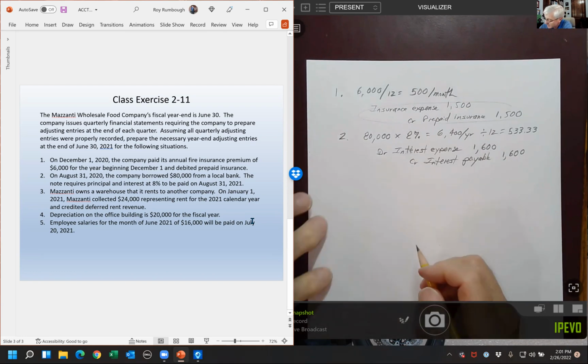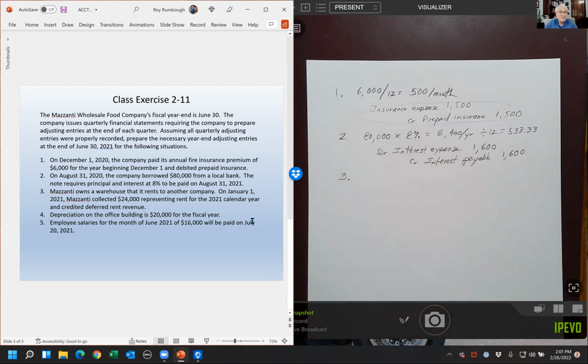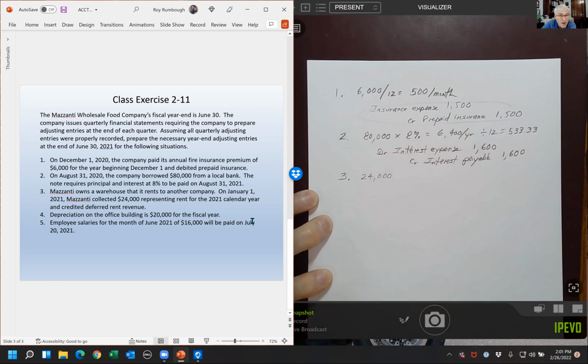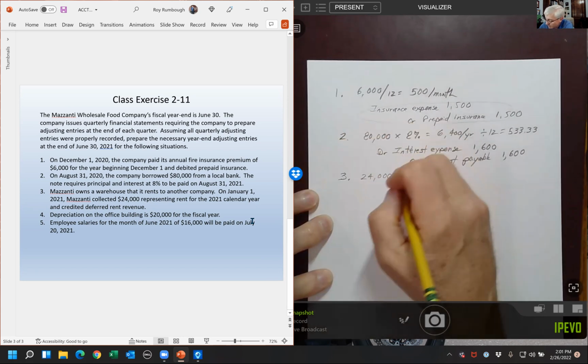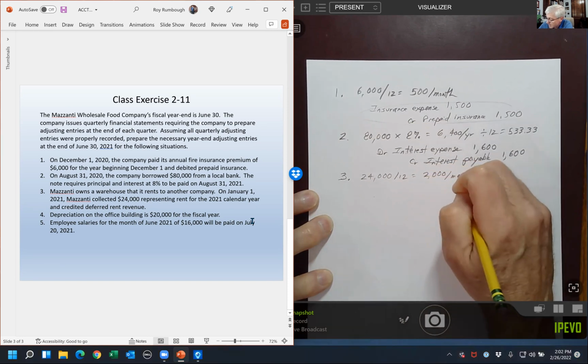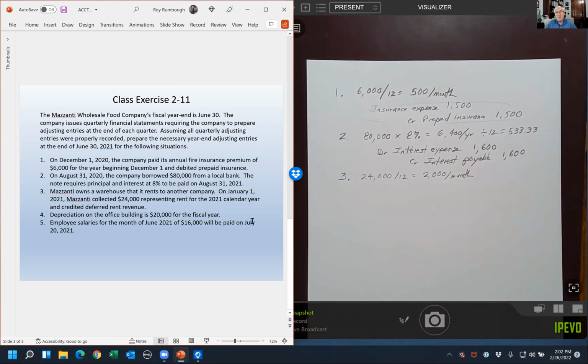All right, number 3. Manzanti owns a warehouse that it rents to another company on January 1. So now this is our company's warehouse, and we're renting it. So we're going to get rental income. And we received $24,000 back on January 1. And it's for the whole year. And divide by 12. So it's $2,000 per month. How many months are we accounting for? 3, because we did adjusting entries in March.